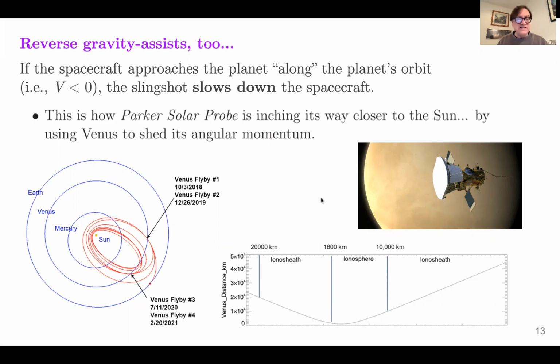All right, I guess that is all I had about gravity assist maneuvers, and we will soon move on to the full three-body problem in earnest.